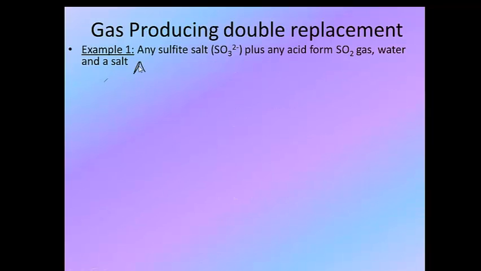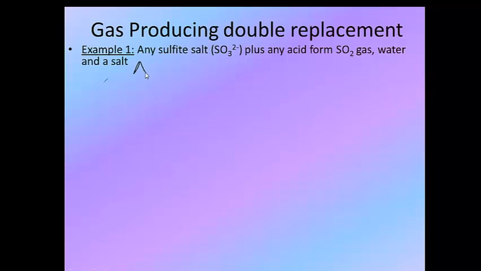Okay, so a couple of examples for these gas producing reactions. Again, of the 3 types of metathesis reactions, the gas producers are the ones you really have to be able to recognize when you see them. First example, any sulfite salt plus an acid will form sulfur dioxide gas, water, and a salt.